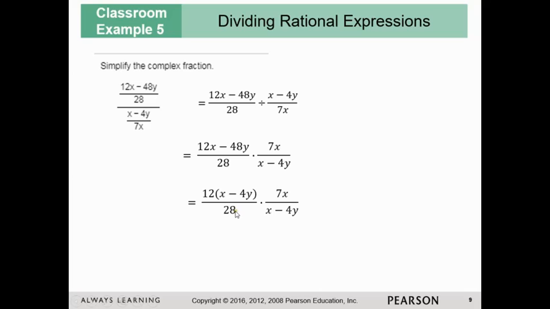Then we got 7 over 28. That will reduce down to 1 over 4. First off, x minus 4y cancels out, and then these will reduce. So we end up with a 4 in the denominator here, a 12x in the numerator. This will simplify further. 12x divided by 4 gives us 3x. So that's it for simplifying complex fractions.